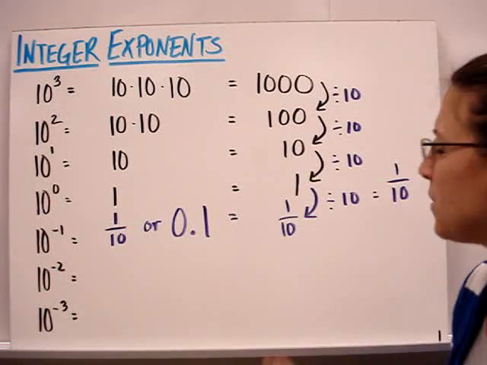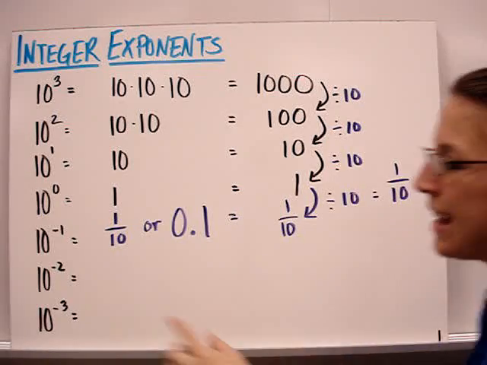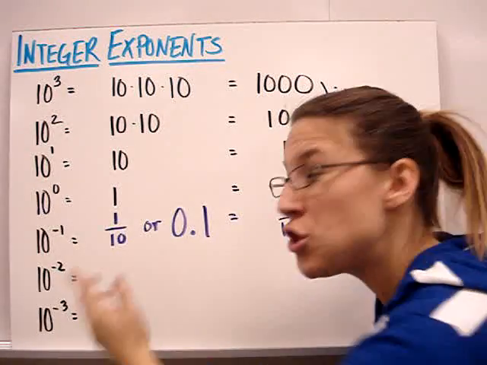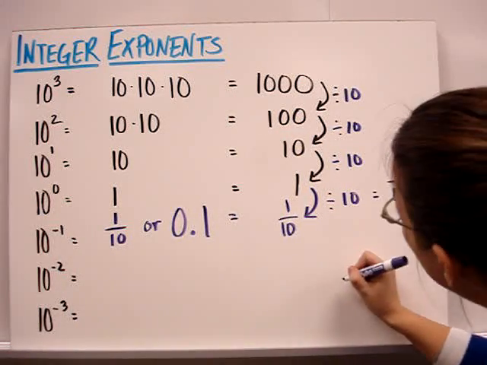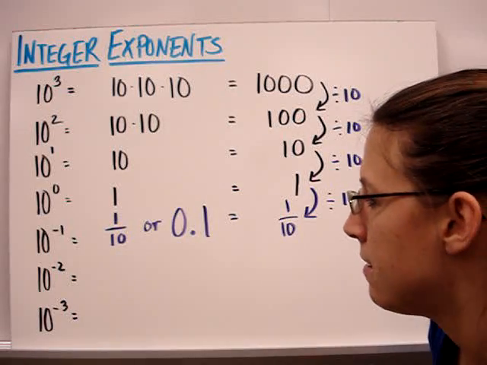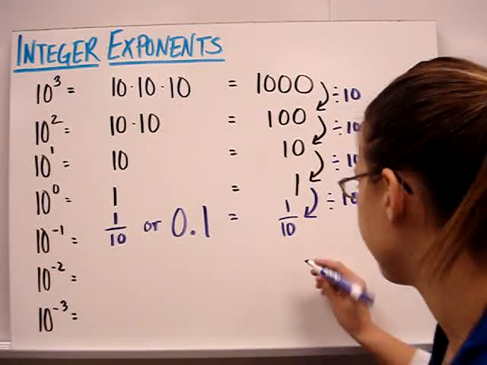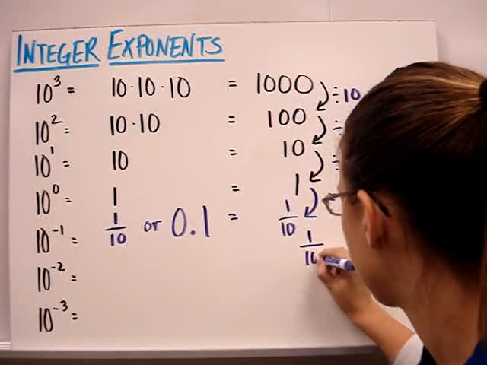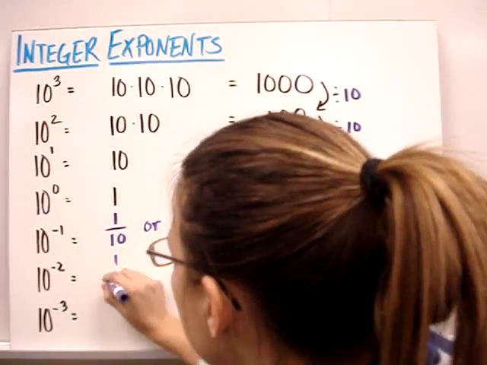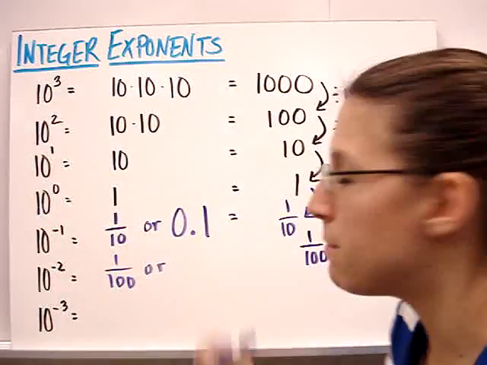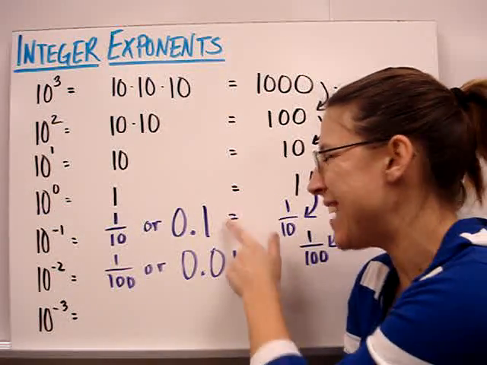And so if I were to take 1/10 and maintain my pattern dividing by 10 as I am getting down to 10 to the negative second power, well, if I divide 1/10 by 10, then what I get is 1/100th, which also can be written as 0.01.